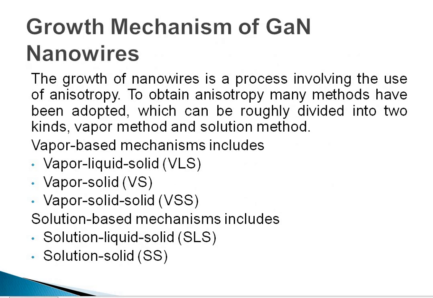Next is the growth mechanism of gallium nitride nanowires. The growth of nanowires is a process involving the use of anisotropy. To obtain anisotropy, many methods have been adopted, which can be roughly divided into two kinds: vapor method and solution method. Vapor method mechanisms include the vapor liquid solid VLS method, vapor solid VS method, vapor solid solid VSS method. Next, solution based mechanisms include solution liquid solid SLS method, solution solid solid SSS method. If you want to study in detail the growth mechanism of gallium nitride nanowires, you have to follow review papers based upon nanowire gallium nitride devices. I am not discussing these methods in detail in this presentation.